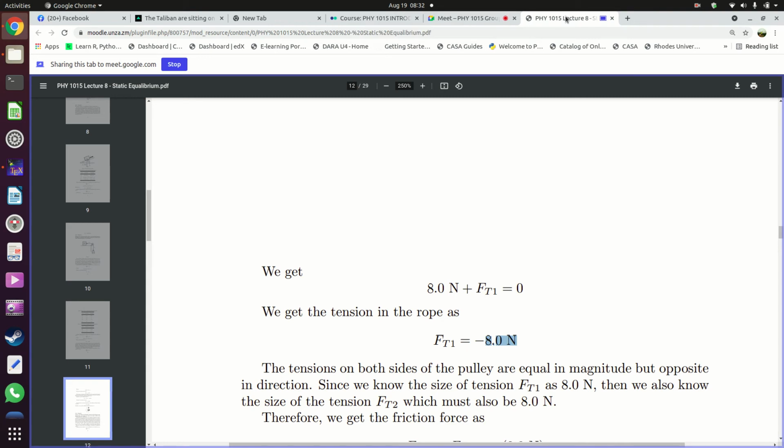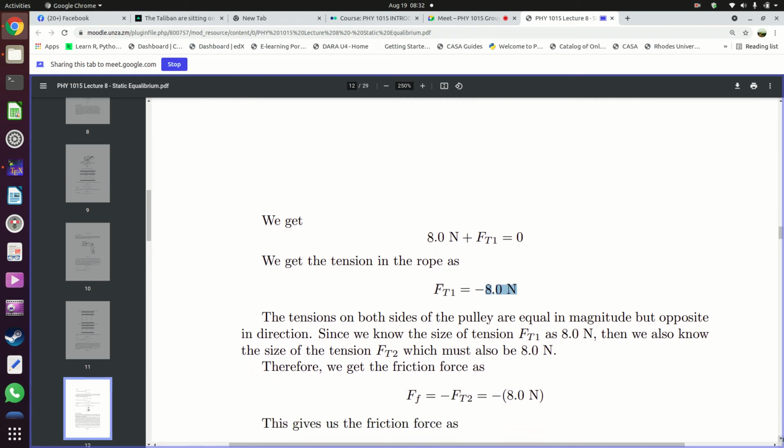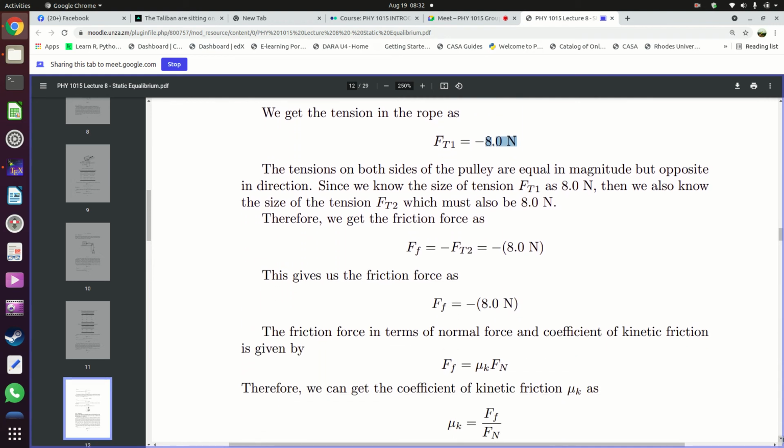So Ft1 is equal to 8 newtons. So this is what we have now. We know that Fn, the normal force, is equal to 20 newtons. That's what you found. We have also found that the friction force is equal to Ft2. That's what we know here. Ft1 is equal to 8 newtons. So the negative should go.